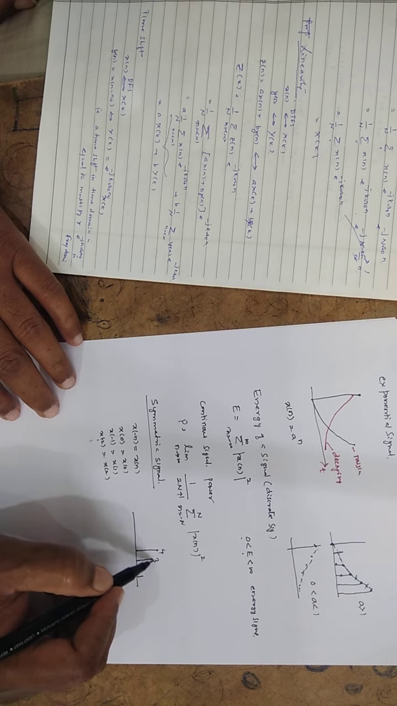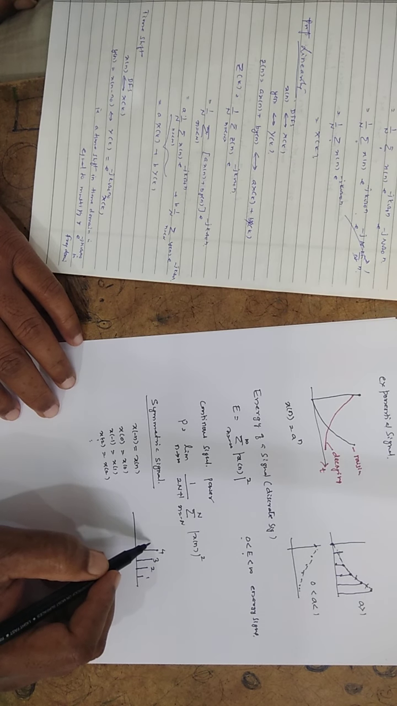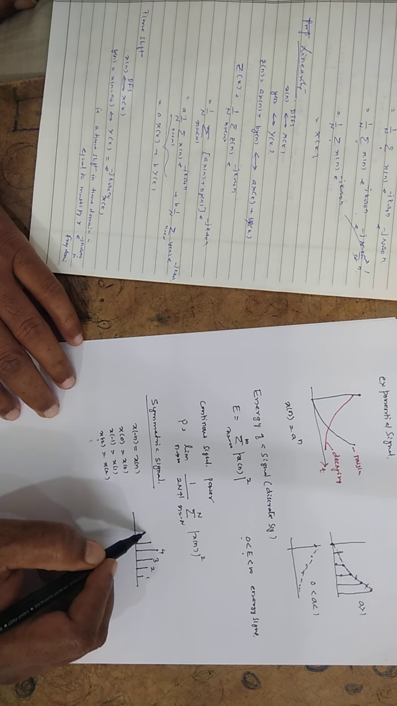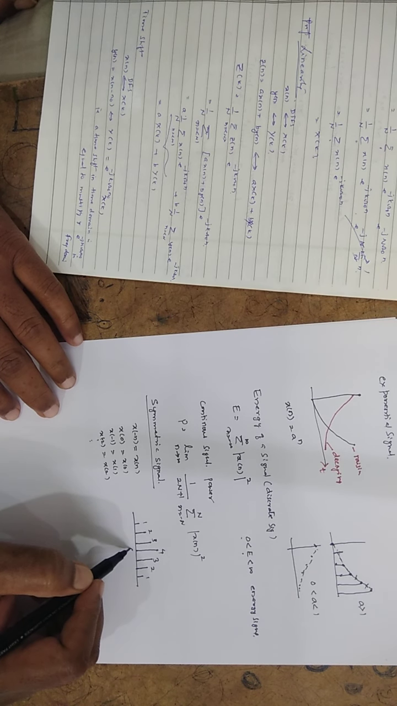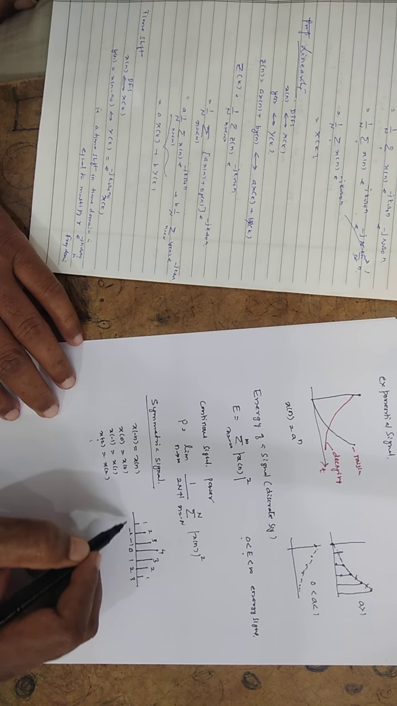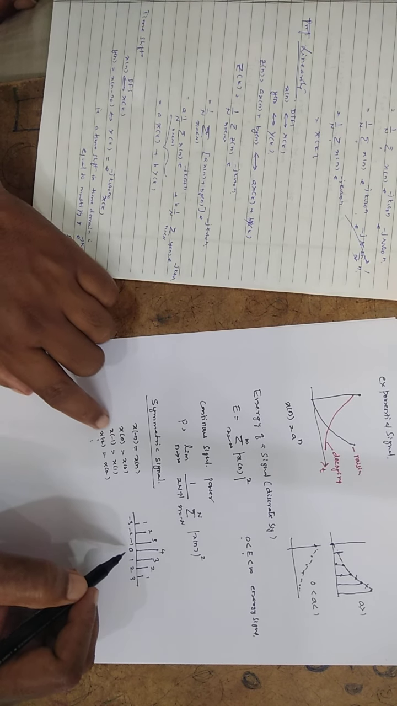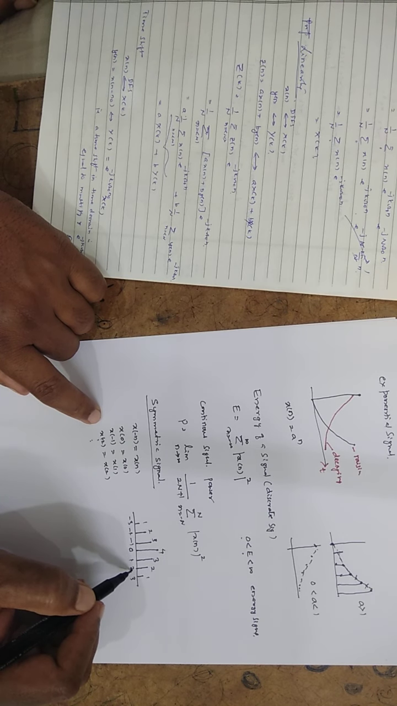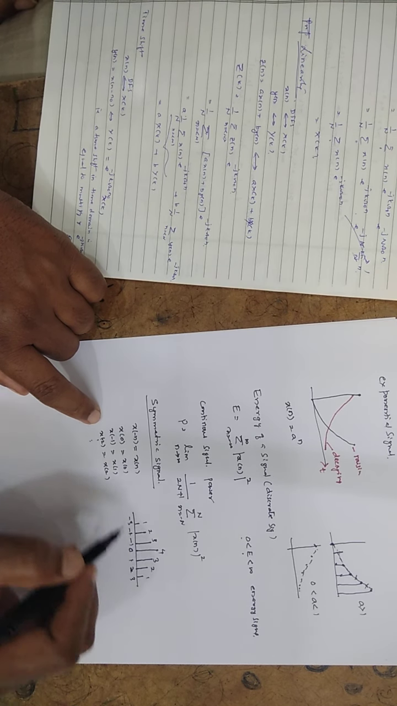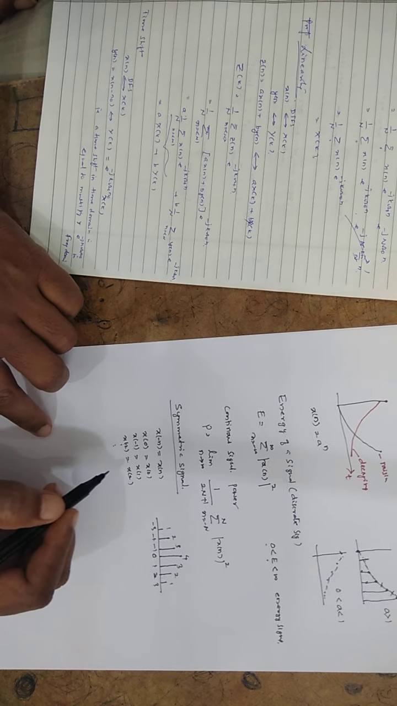If I write this, the values are 4, 3, 2, 1, 3, 2, 1. The index is 0, 1, 2, 3, and this index is minus 1, minus 2, minus 3. See here, x of minus 1 equal to x of 1, x of minus 2 equal to x of plus 2. Its values are the same. This is a symmetric signal.